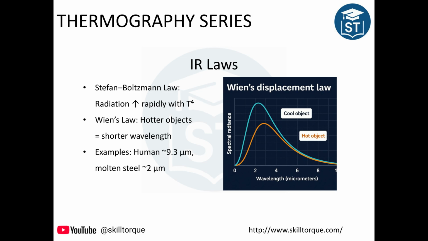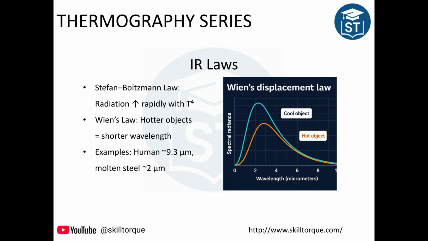The second one is Wien's displacement law. As per this law, the wavelength at which an object emits the most radiation shifts inversely with its temperature. That means the hotter the object, the shorter the wavelength, and the cooler the object, the longer the wavelength. Let's take one example to clear this. Let's say we are human and our temperature is normally around 37 degrees Celsius. If you Google it, you will find that the electromagnetic wave we generate is around 9.3 micrometers, right?